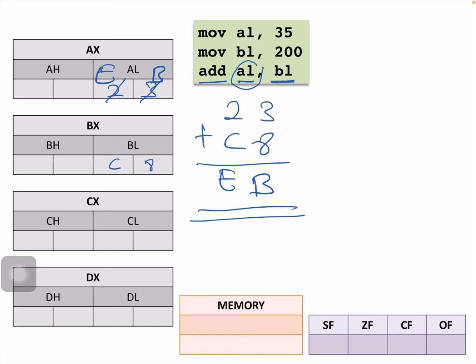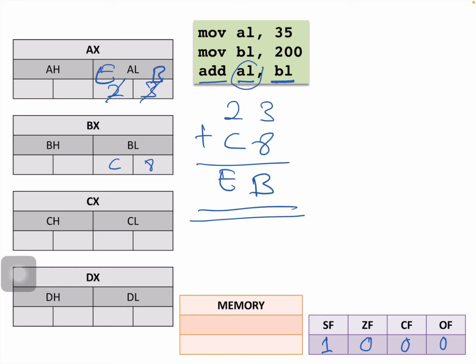In this example, one of the flags is triggered. That is the sign flag, which will be equal to 1. The zero flag is 0 because the answer is not 0. The carry flag is 0 because there is no carry. And the overflow flag is 0 because the number is still in range. So why is the sign flag triggered? This is the reason. Let us convert the number EB into binary.